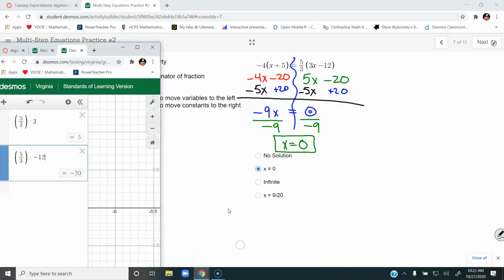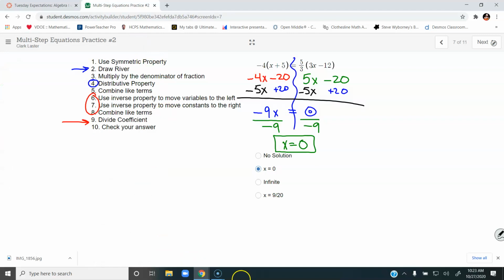So let me show you that two different ways. The first way I'll do it is the way that we've been doing. So it would be negative 4 times 0 plus 5. So I'm putting that 0 in there. And then this would be 5/3 multiplied by 3 times 0 minus 12 is negative 20. So I see that these are the same.